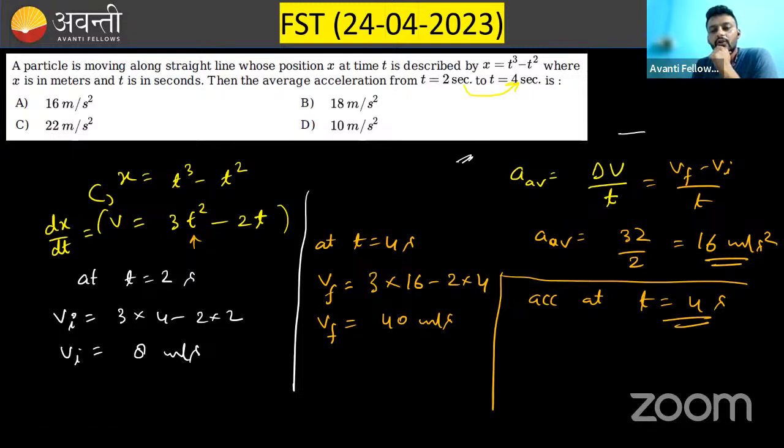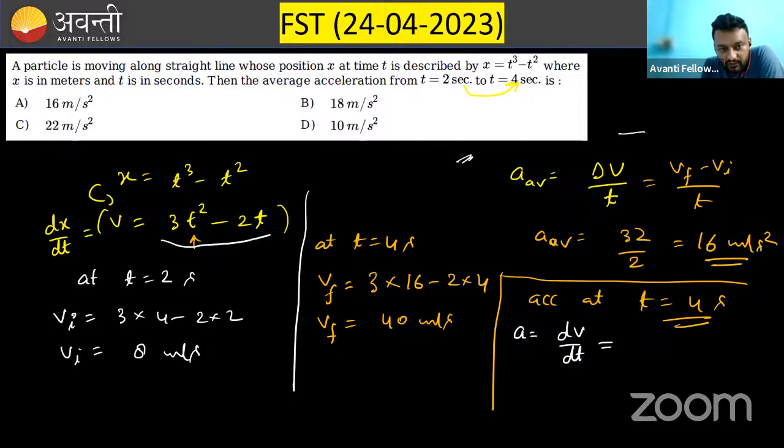No, it's not going to be 40. Veena, it's not going to be 40. If they are asking for acceleration at t equals 4 seconds, that means they are asking for instantaneous acceleration. And instantaneous acceleration is dv over dt.